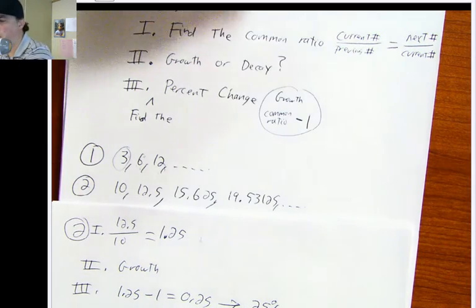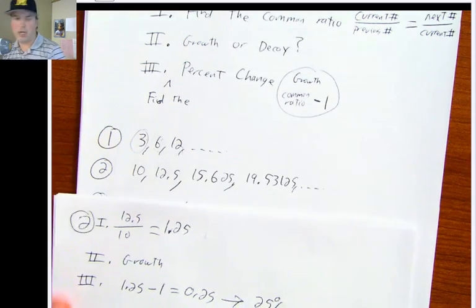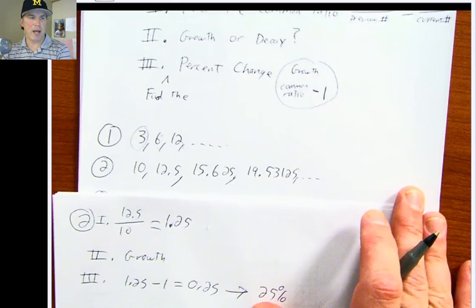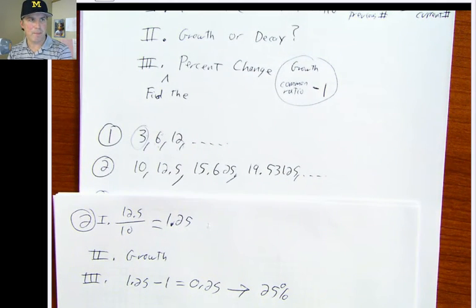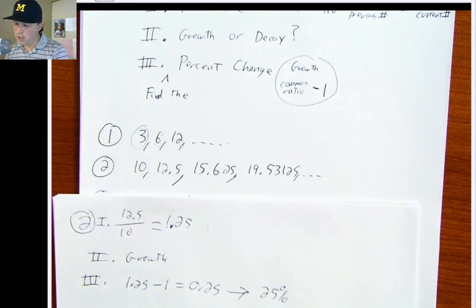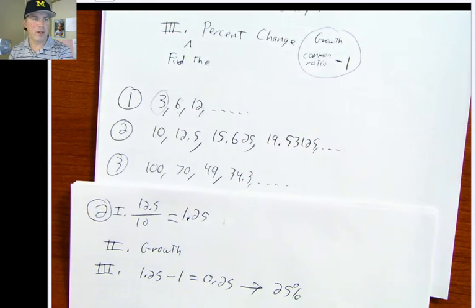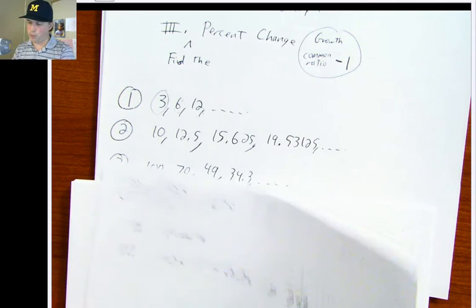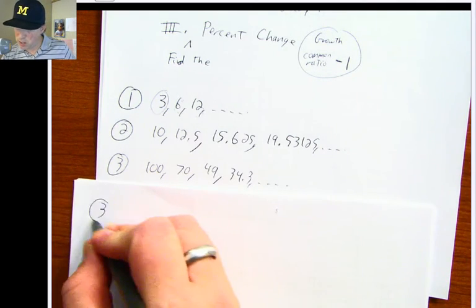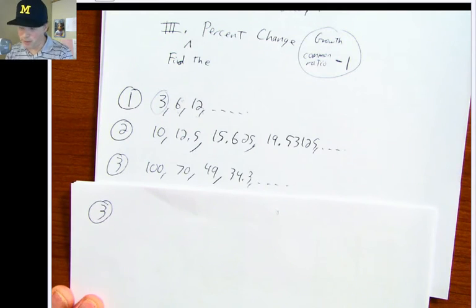So each number is increasing by 25%. All right, let's look at some problems that are getting smaller. 100, 70, 49, 34.3. Well, common ratio, same thing.